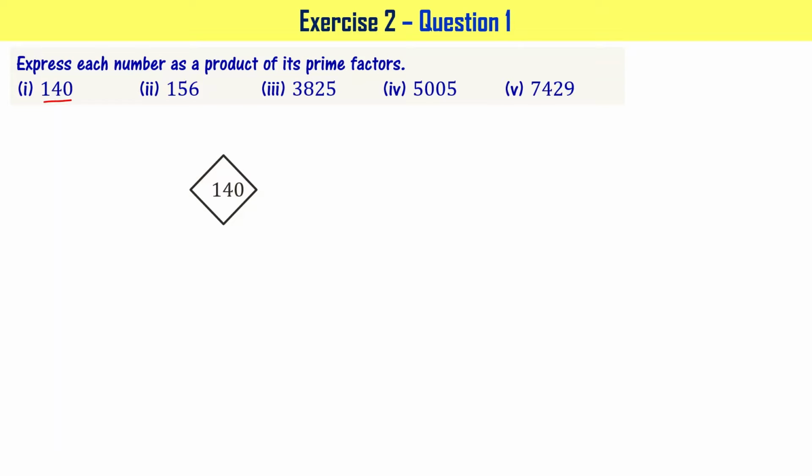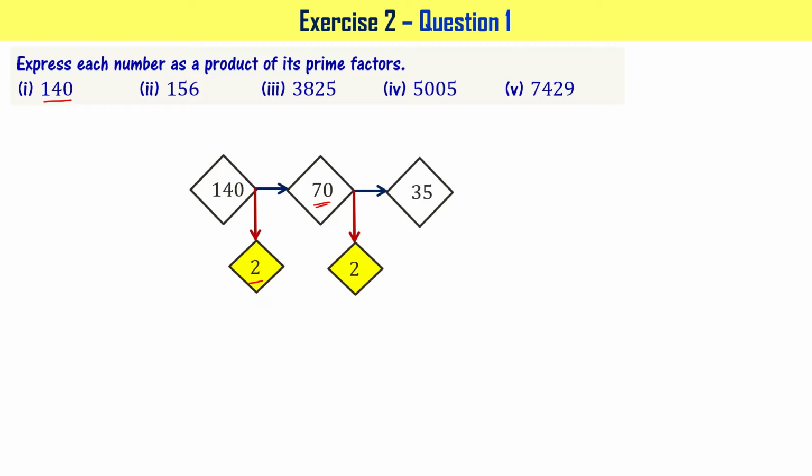140 can be written as 2 times 70. Here 2 is the prime number and 70 is the composite number, right? Let's write 70 now as 2 times 35. Here 2 is the prime number and 35 is the composite number. Now let me write 35 as 5 times 7. Here both 5 and 7 are prime numbers.